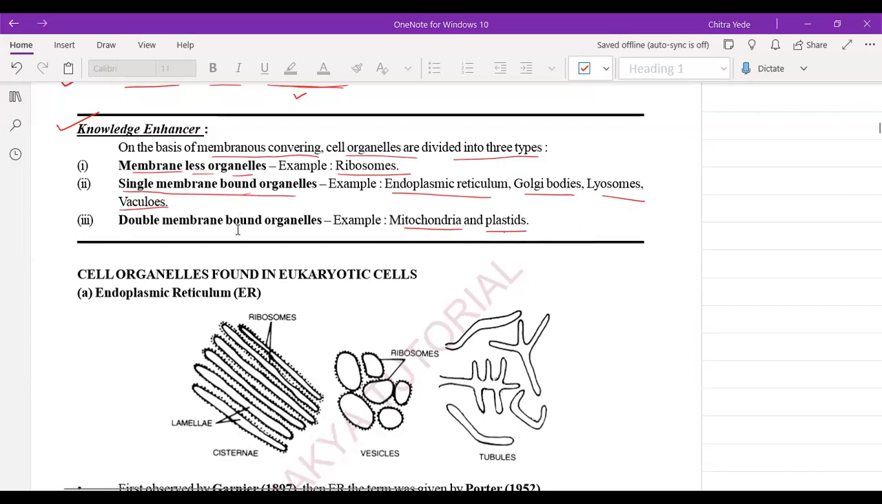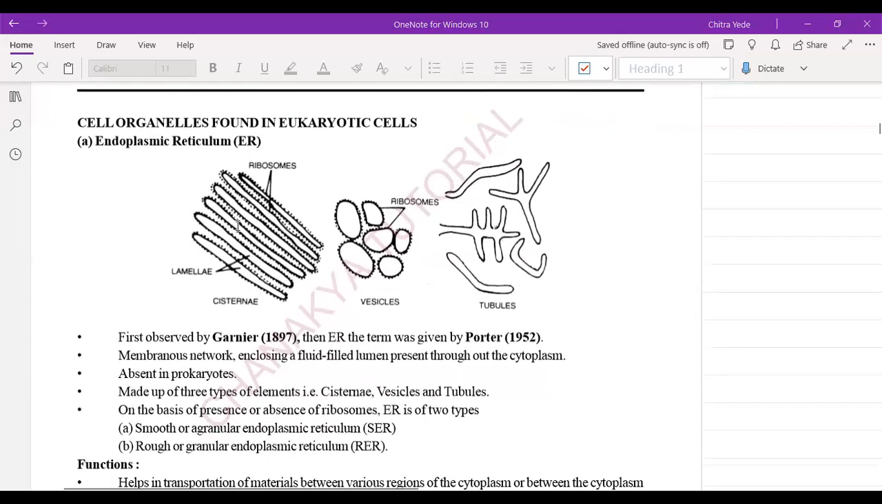Okay. Next, cell organelles found in eukaryotic cell. Why? Because they are definite.